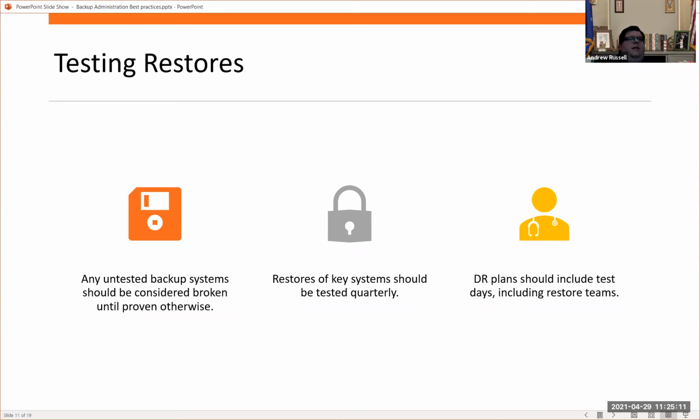And that's been a trend that we've seen at several schools where we have a disaster and nothing is able to be restored. We're able to get things like temp files, but the things that are really needed are not getting restored.